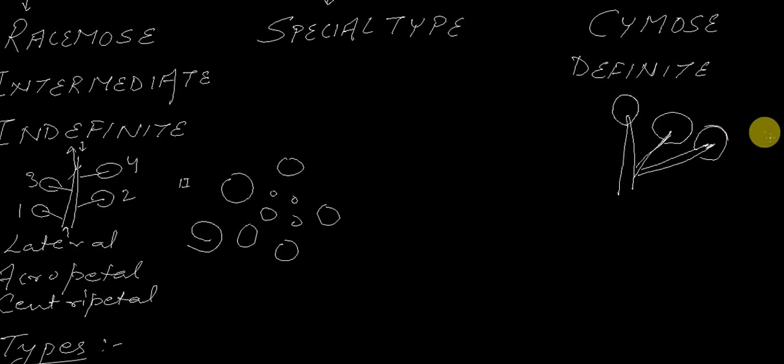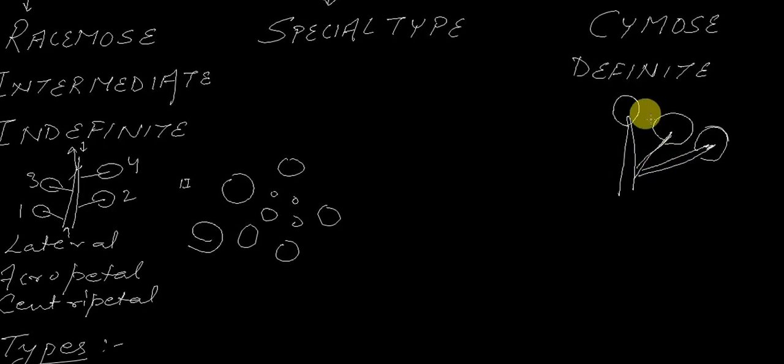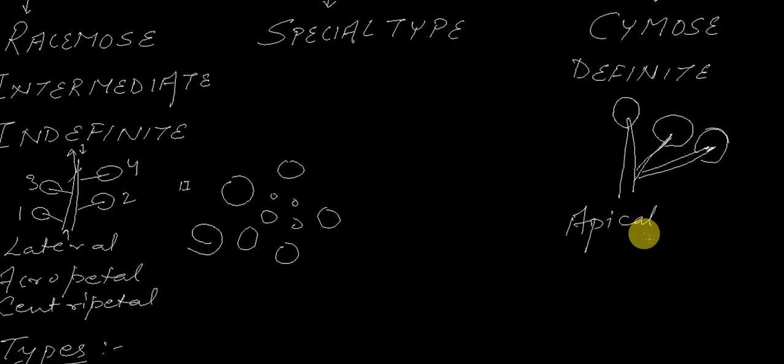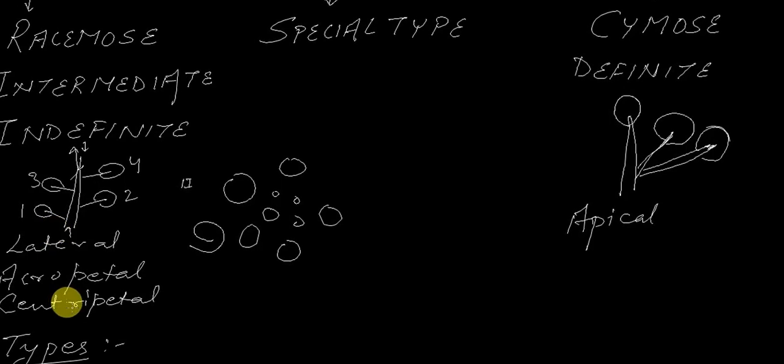Now this kind of arrangement, since the flowers are not coming laterally but they are coming at the apex, so the arrangement of flower is apical. Apart from that, we were having acropetal arrangement in the racemose inflorescence, but in cymose inflorescence we will have the basipetal arrangement.